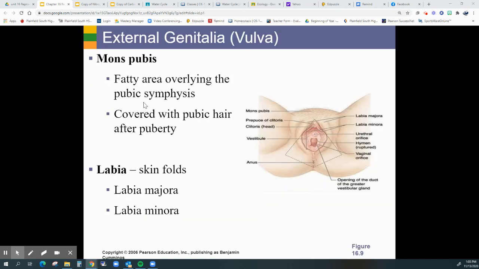Okay, a couple other external structures. We have what's called the mons pubis. This is kind of this fatty material that sits over the top of the pubic symphysis. That's the joint between the two pelvic bones. And then that's also the area that becomes covered in pubic hair once the woman reaches puberty. There are two skin folds called labia. There's the labia majora and labia minora, so the major and minor. So the labia majora are the outer folds, right? They're much thicker, and then the inner folds are the labia minora.